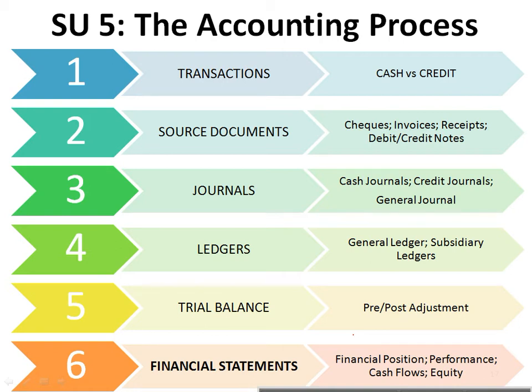Something else that's spoken about in study unit 5 is the counting process. Right now, you guys are still looking at step number 1. Step number 1 is the most important step. Why? Because you need to interpret and understand what's happening. Is it cash or is it credit? Is it an increase or is it a decrease? Okay, that's the most important step, is identifying what's happening in the transaction.